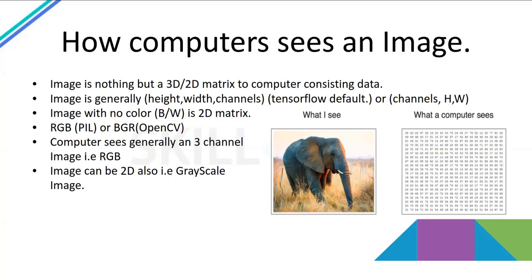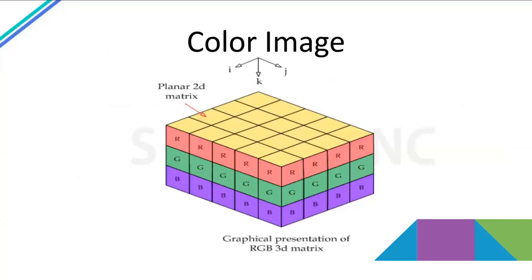And images can also be 2D. You may have heard about the MNIST data, which is black and white, in 2D. They only have height and width, and no color channels. So this is a color image, right? These have three channels: red, green, and blue. And the yellow surface is what the computer sees. That's where the actual image is formed.